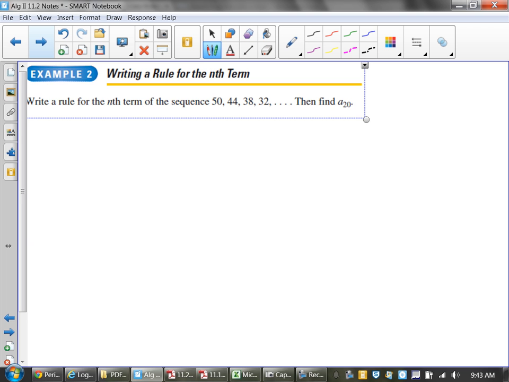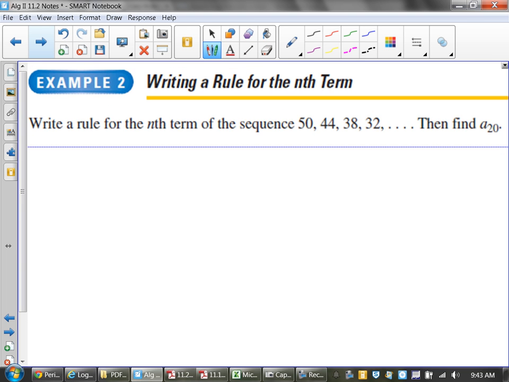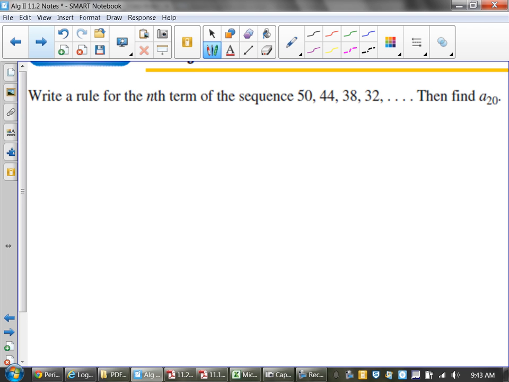So let's try another one. I want to write out the rule for the nth term, which means I'm going to write out the generic equation. I'm going to write out the rule for the nth term of the sequence, 50, 44, 38, 32.